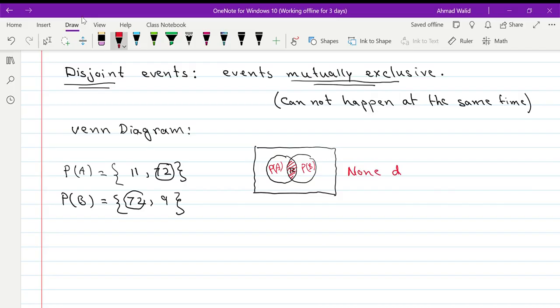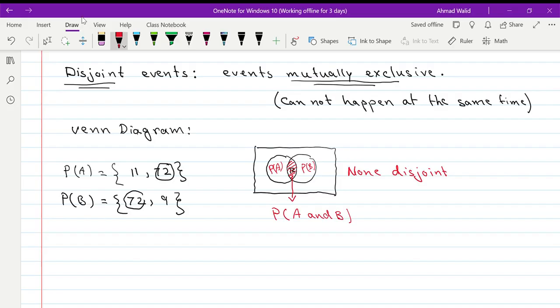or you can call it simply joint. Correct? This part, the shaded part, is P of A and B. Correct?